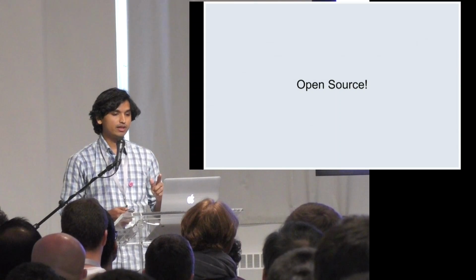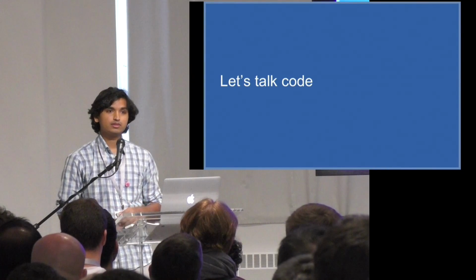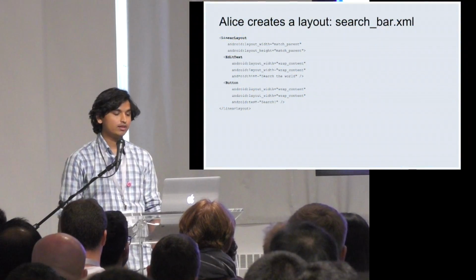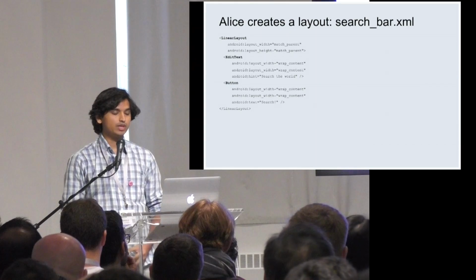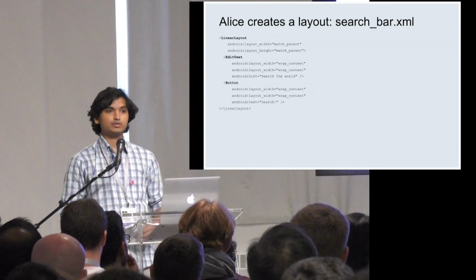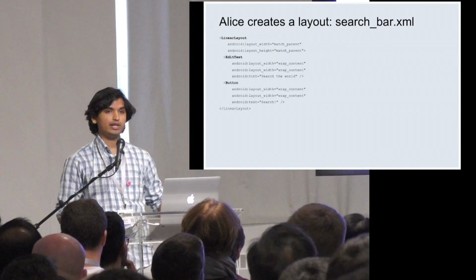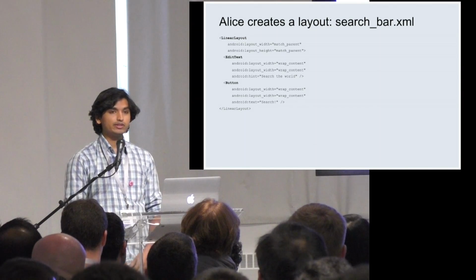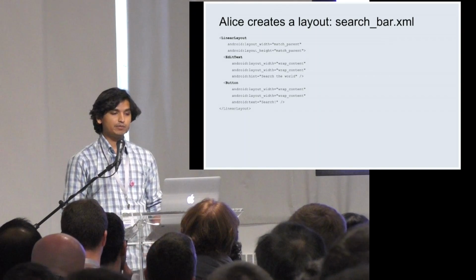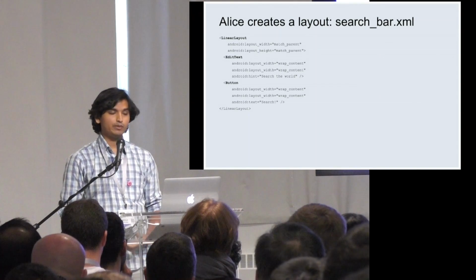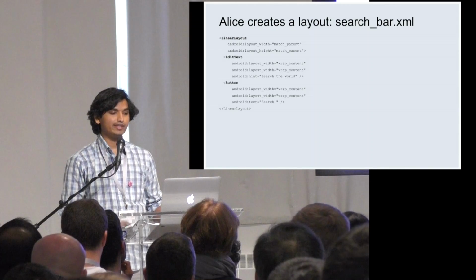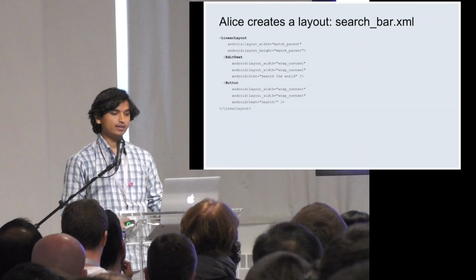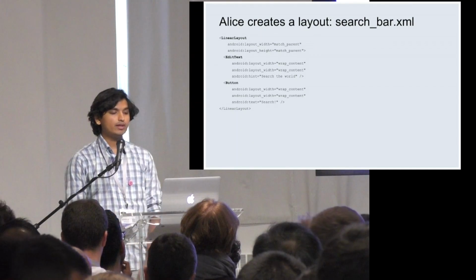Before that, I want to show you examples, like stock code. So Alice has been given a task to create a search bar. The search bar has a place where you can type text, and here's a search button. So she's going to create a search_bar.xml layout. And this layout is pretty straightforward. It's an edit text and a button inside a linear layout. Right now, she has given a hint to the edit text and a text to the button.